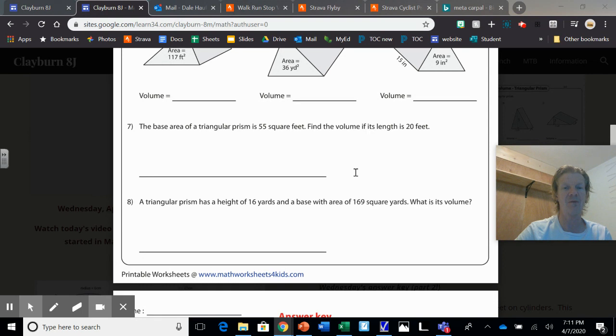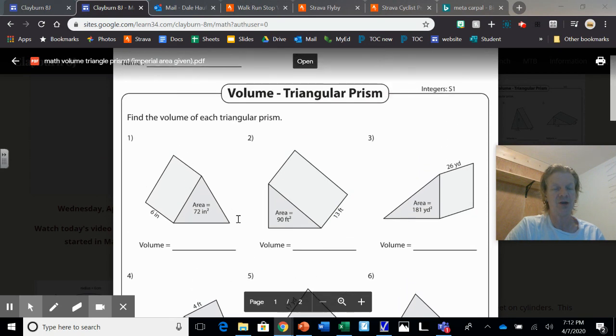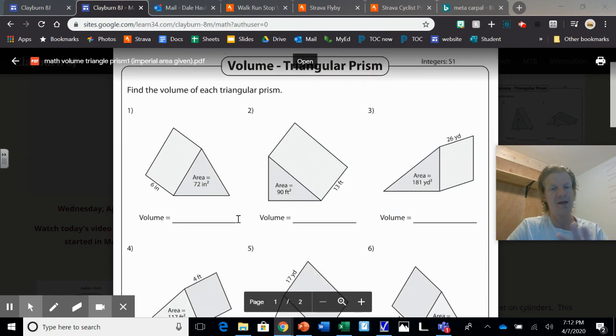It's really quite simple. 7, 8 have a little bit more thinking to it, so give them a try. If you run into trouble, then let me know. Okay, so for a lot of you, that's all I'm going to have you do tomorrow, right? Make sure that you understand cylinders, and then move on to this.